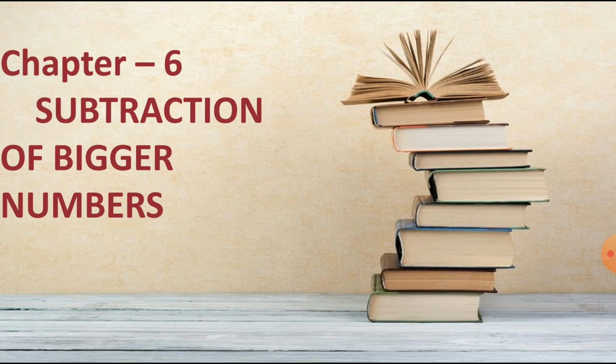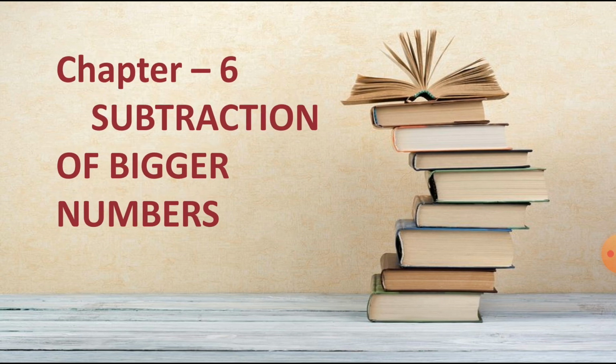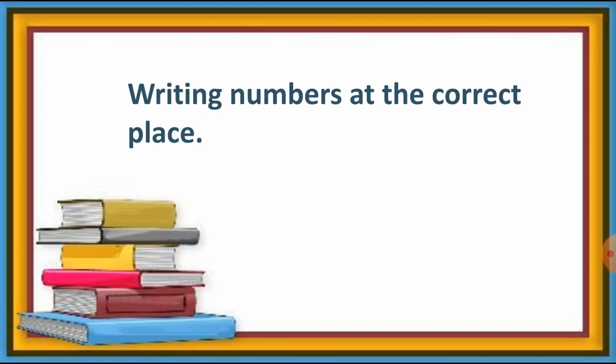Now here we continue chapter number 6, and the name of this chapter is subtraction of bigger numbers. We continue this chapter, and you all know that we always revise the previous topic. If any student has any doubt, it will be solved. So we start with the previous topic, which is writing numbers at the correct place. This is the topic we learned in the previous lecture.